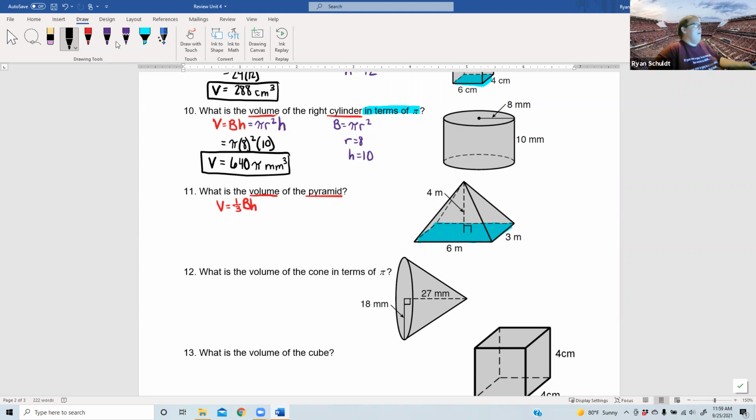Okay, so I need to find big B. Well, the big B is the area of this rectangle. 6 times 3 gives you 18. The height they give me of the pyramid is 4. So I can plug in now. This is going to be 1/3 of 18 times 4. This one would be 24 meters cubed. That's our volume.